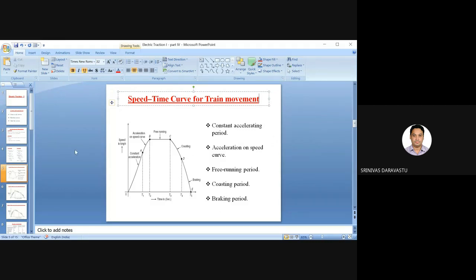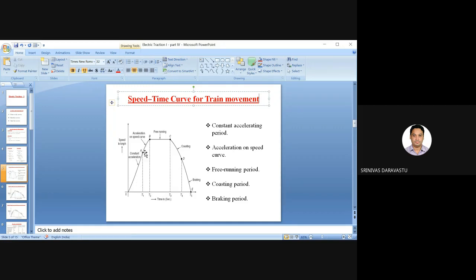Okay, now first one is constant acceleration period. Generally in this period, traction motors accelerate from rest. The current taken by the motors and the tractive effort are practically constant. Generally, this period is also known as notching up period.